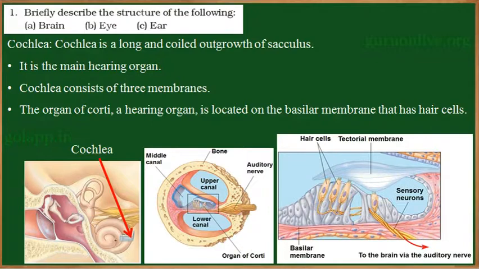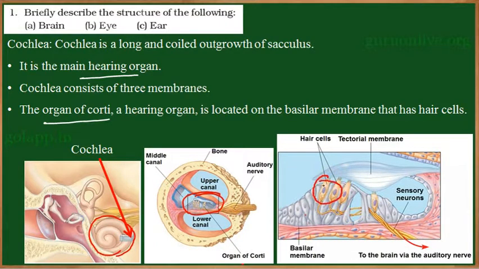Now the other region is called the cochlea. Now this cochlea is the most important part and it is responsible for hearing. It has the hearing organ and the hearing organ is called the organ of Corti. So the cochlea consists of the organ of Corti. So this is the organ of Corti. It consists of 3 membranes or canals. So the lower canal, middle canal and the upper canal, and in between we can see the organ of Corti. Now this organ of Corti is located on the basilar membrane. So this is the basilar membrane, and above this we can find the organ of Corti.